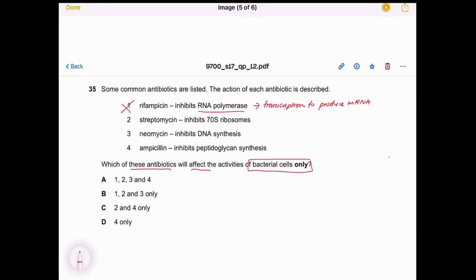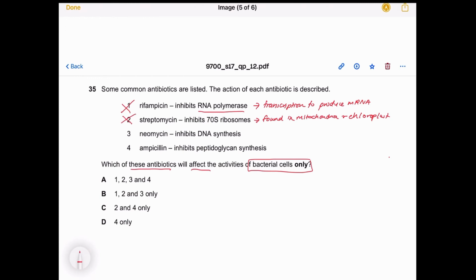Streptomycin inhibits the 70S ribosome. So some of you will be thinking that, true, the 70S ribosome is found in bacteria, but the thing here is, it's also found in mitochondria and chloroplasts. So this is a trick question. If you can think of this, you might have doubt about this option and you will eliminate it.